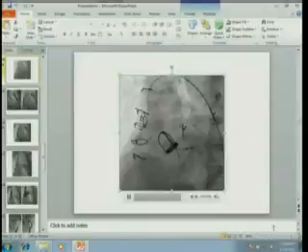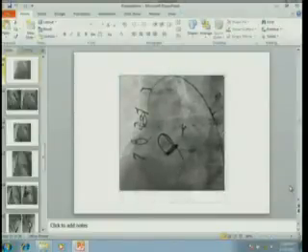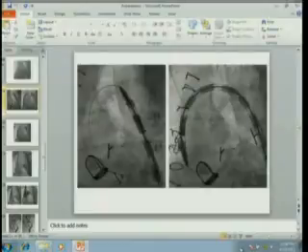And then over that stiff wire, we brought in the delivery system. You can see the delivery system has a very shortened tip, and we brought the delivery system right up to the valve.